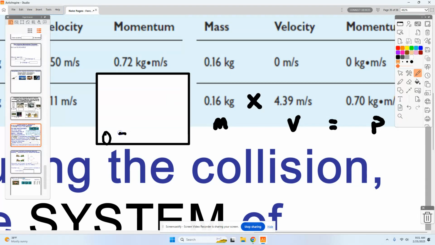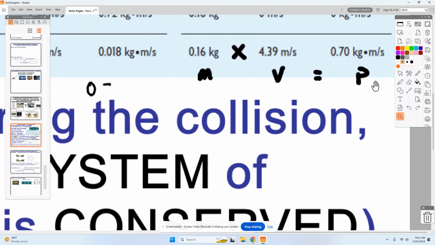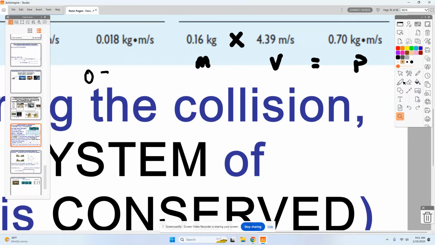Okay, can't write it right there. I'm going to write it down here. 0.72 is what I started with, turned into 0.02 plus 0.7. And so the idea there is that what I started with was 0.72, what I ended with was 0.72. Each object changed their momentum some, but the total remained the same. And so that's an idea of what we mean by conservation law. So what I start with is what I end with.